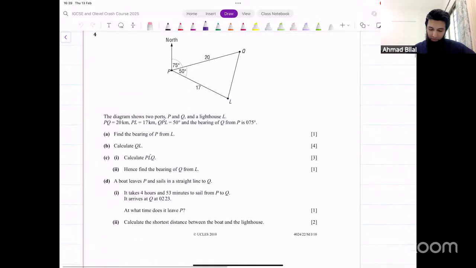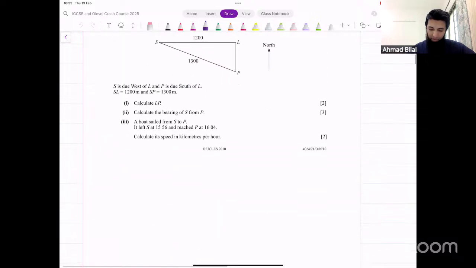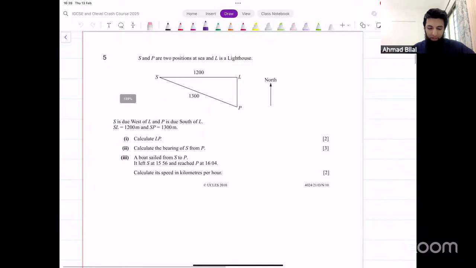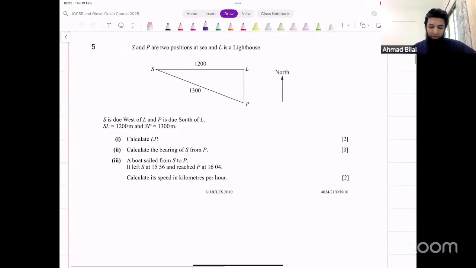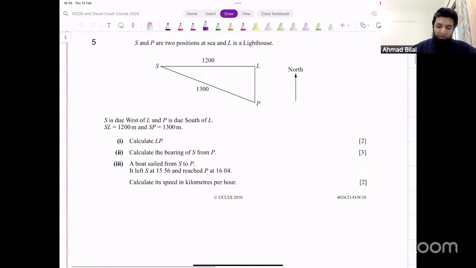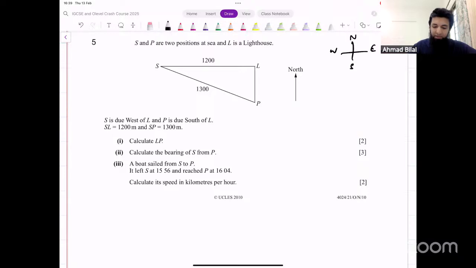It's mostly just 1 mark questions that I'm finding here for bearing. Okay, let's do this. S and P are two positions at sea, and L is a lighthouse. S is due west of L. So these directions are important, right? This is east, this is west, this is north, this is south. Now they're saying S is due west of L. So you can see that S is to the left of L.